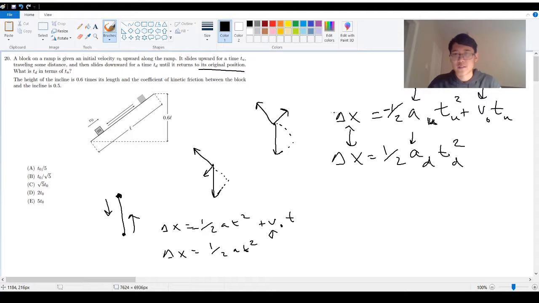So along the same line of reasoning, we can say that this delta x is equal to 1/2 a_u t_u squared. We just won't consider v0. And now this is a lot easier. We can just set them equal to each other, and then we have a_u t_u squared equal to a_d t_d squared. So let's figure out exactly what a_u and a_d are.